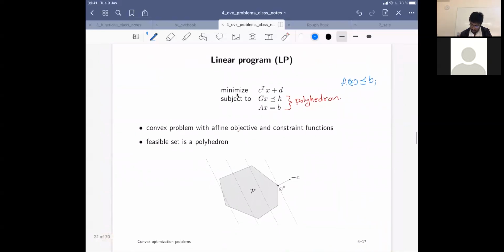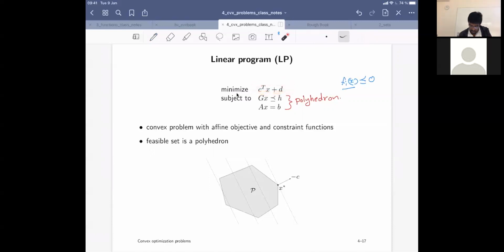There is no problem if you write it like that, because you can always bring Bi to the left side and define a new Fi. So this was our initial standard form. Now what I'm saying is this Fi also has to be linear or affine. So that's what you are seeing here.